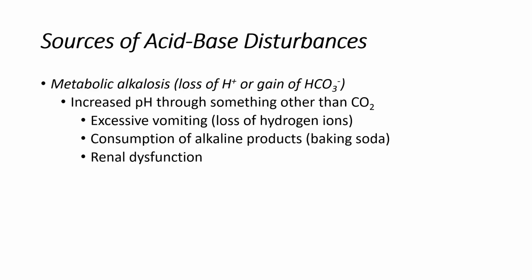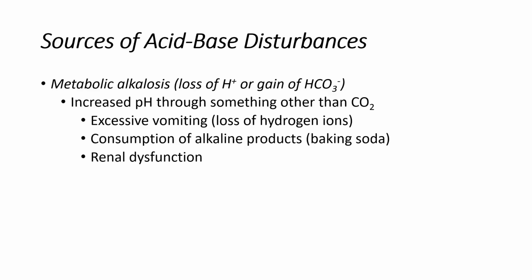This is a disorder where we have excess loss of hydrogen ions or gain of bicarbonate ions. This can happen in any way that creates this disturbance without involving the lungs, anything other than the involvement of CO2. This can be excessive vomiting, right? The stomach holds a lot of acid, and its contents are highly acidic, so vomiting is a way for us to lose hydrogen ions. That can contribute to a metabolic alkalosis.